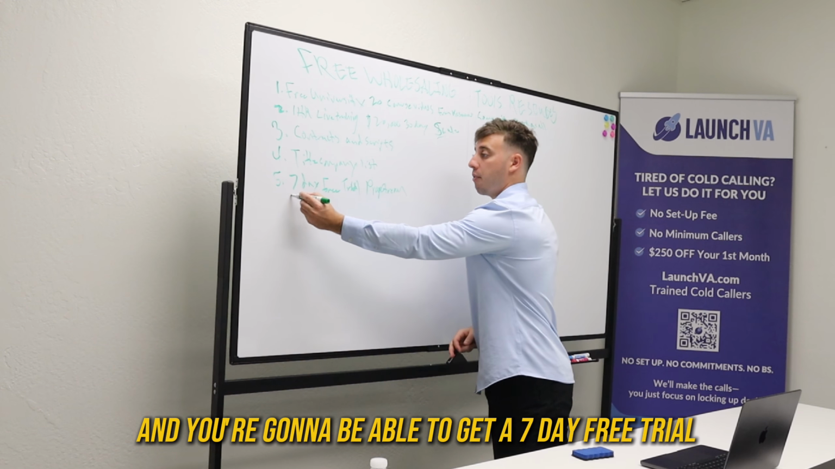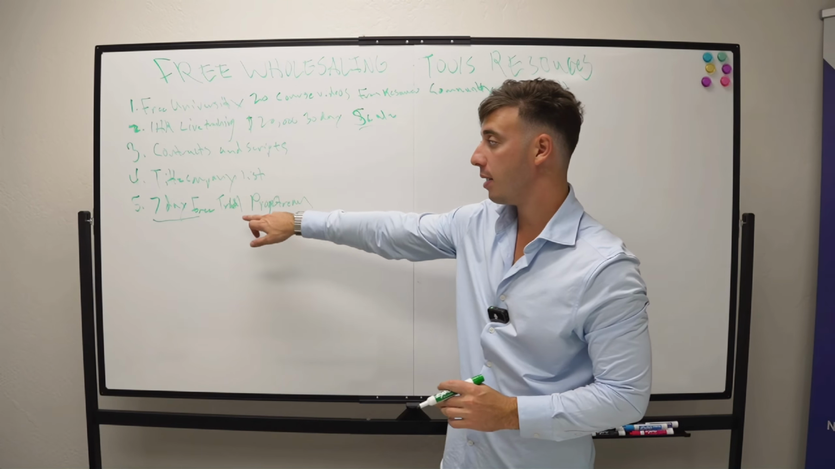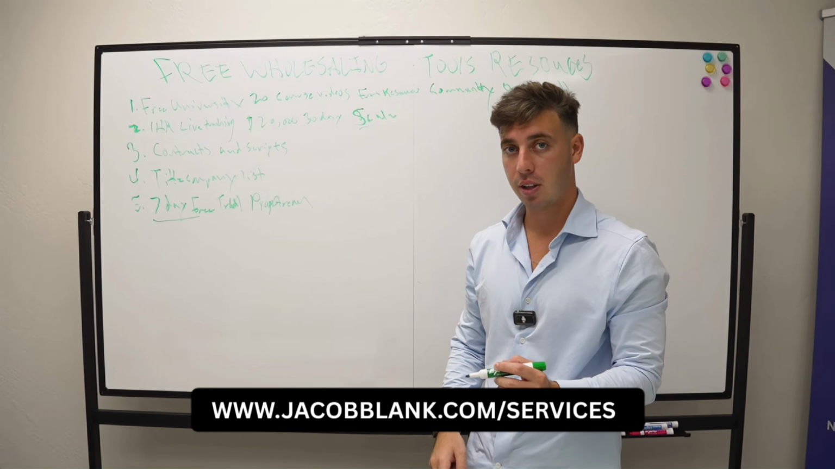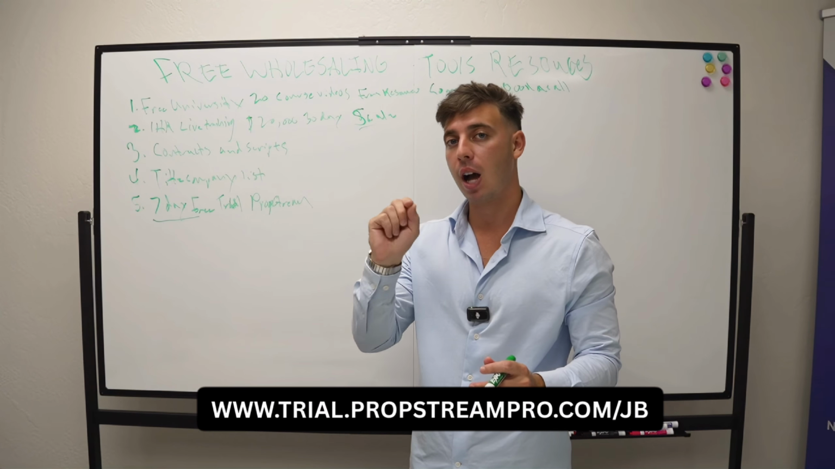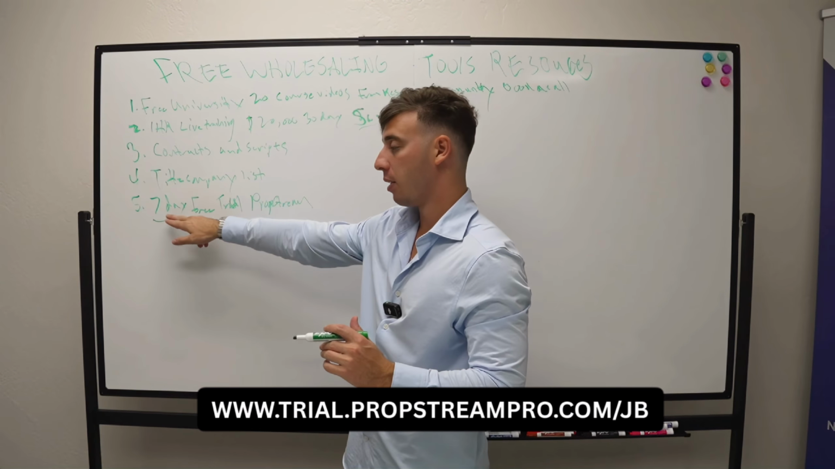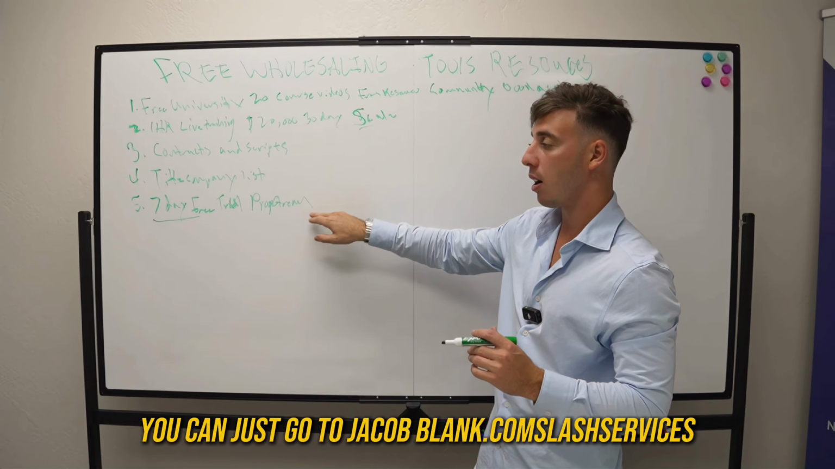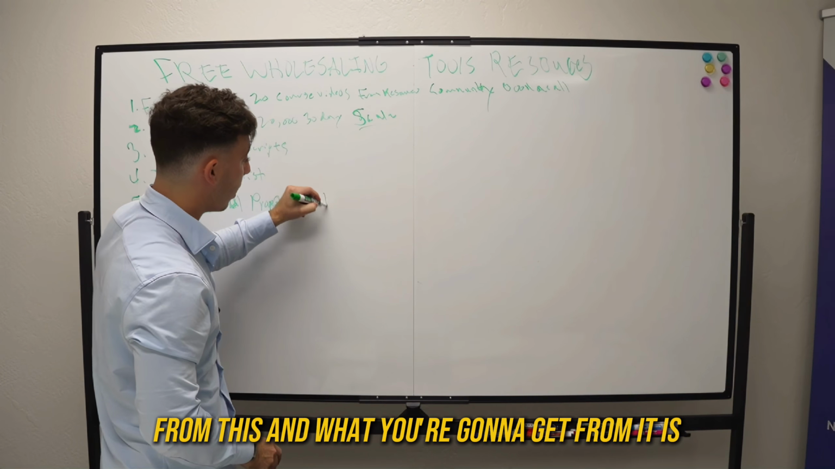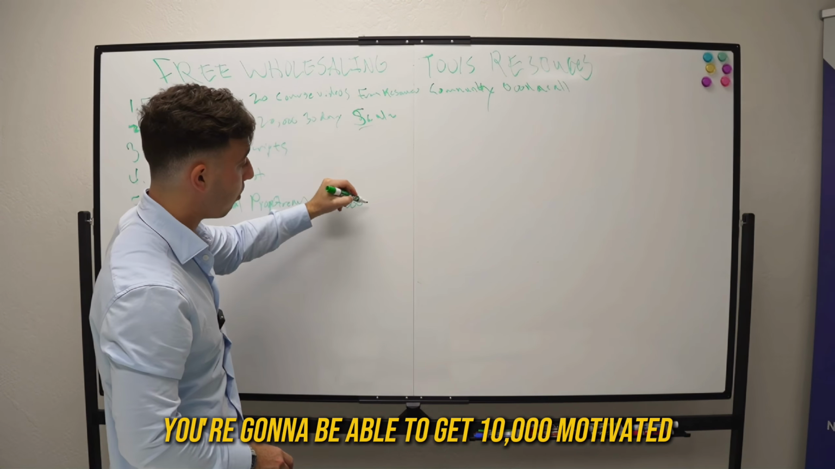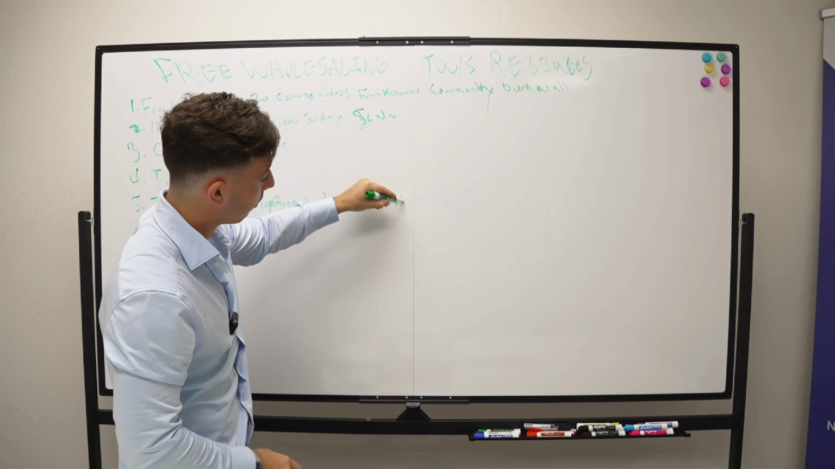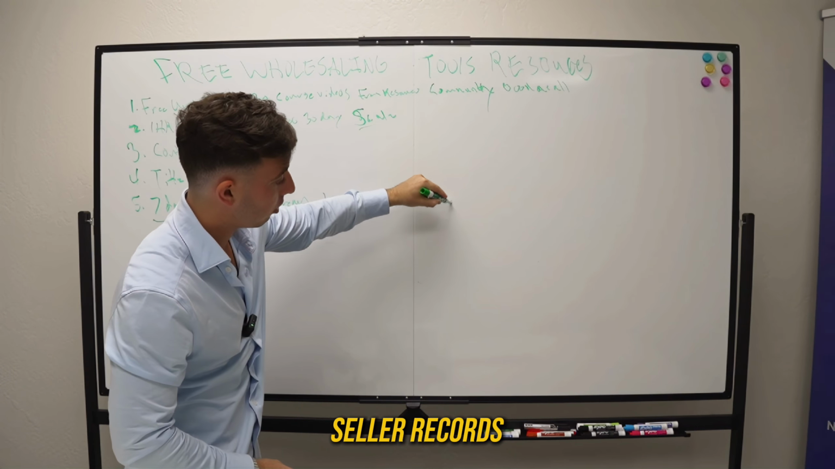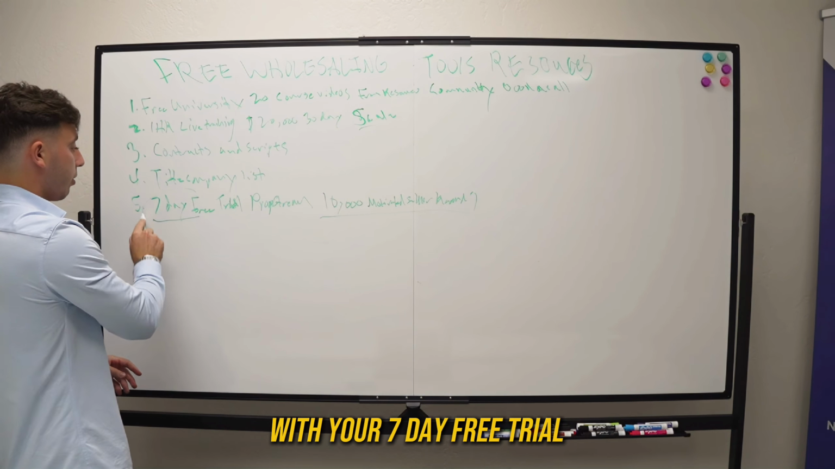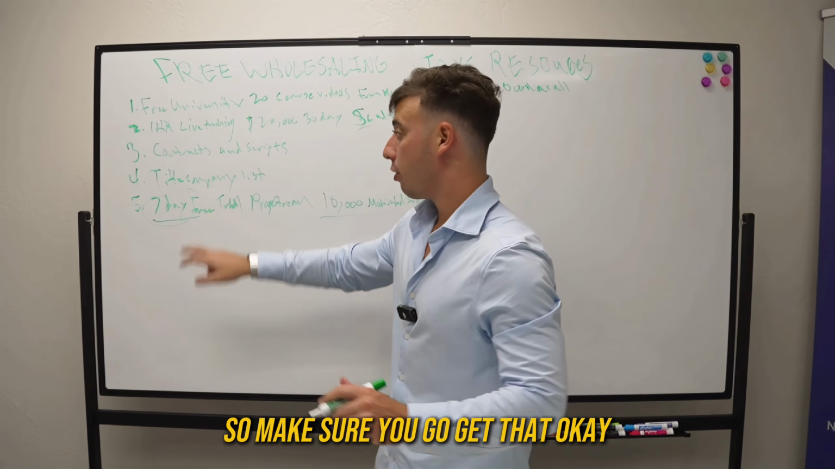And you're going to be able to get a 7-day free trial. To get it, go to jacobblank.com/services. It's trial.propstreampro.com/JB, but you can just go to jacobblank.com/services. What you're going to get from it is 10,000 motivated seller records for free with your 7-day free trial. So make sure you go get that.